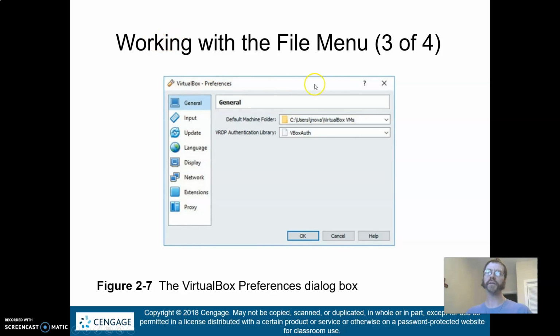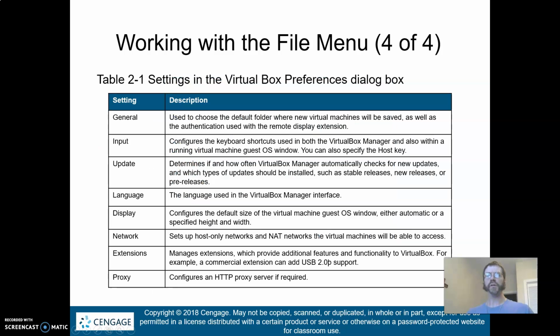So you've got some options here. These are your preferences, general preferences. You see authorization, the default location for the VM. If you're going to move the VM, you're going to change this. You've got input, update, language, and a bunch of other things. For input, you can change the keyboard shortcuts that you use to interact with the guest operating systems and with the hypervisor. You can decide when it updates, how it updates.